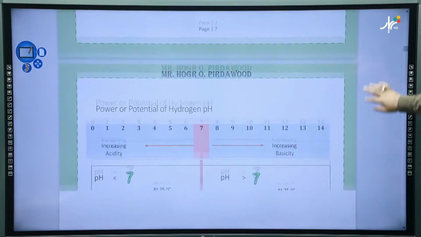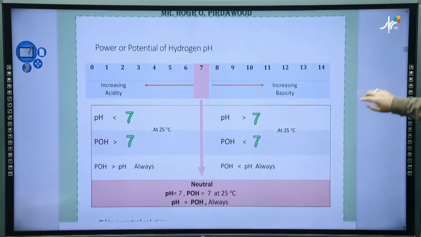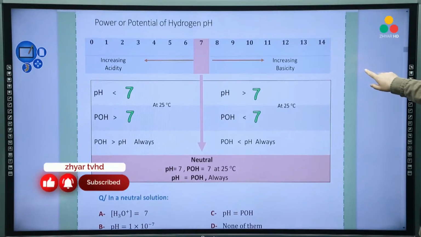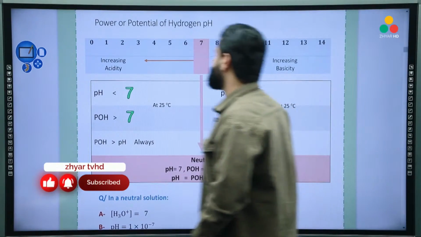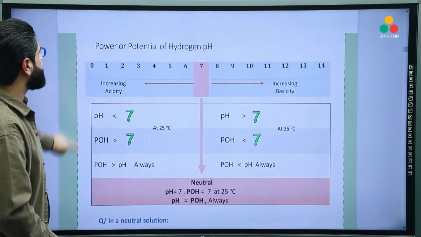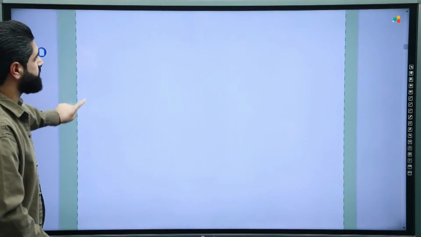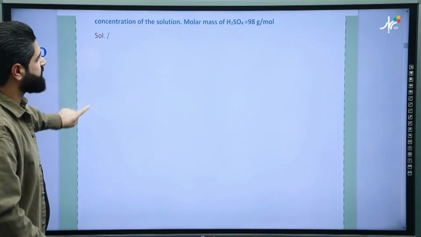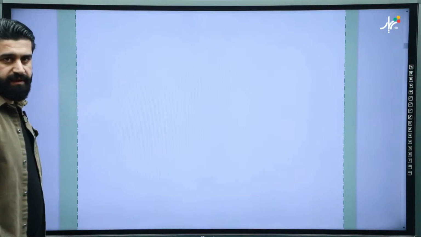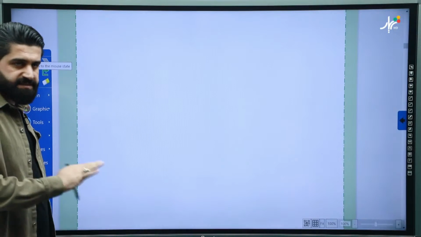Okay, let's see if we have another question. If not, we will go through the second factor, which is the power of hydrogen, potential of hydrogen, pH. Well, I'll give you one more example here. Then I want to explain the pH in a different lecture separately.